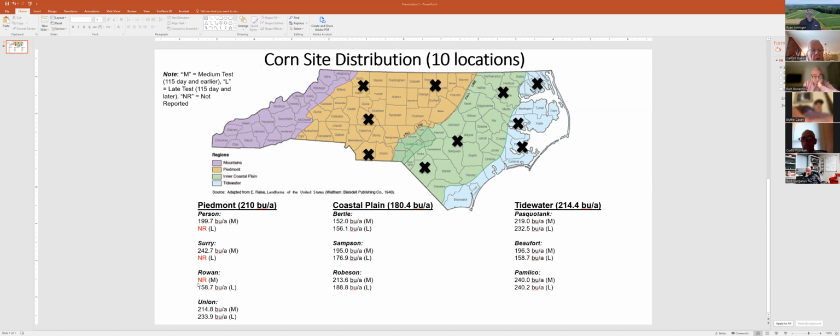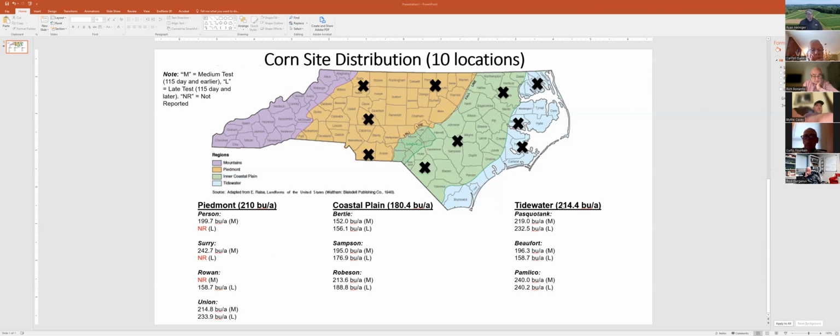And then we lost the medium test in Rowan. We had some very dry weather after planting. The ground was a little tough, so we weren't able to get really good emergence on that site, which led to a little bit more variable data than we were comfortable releasing. So those are the 3 tests that didn't get released this year. But overall, we've got good yields across the board.